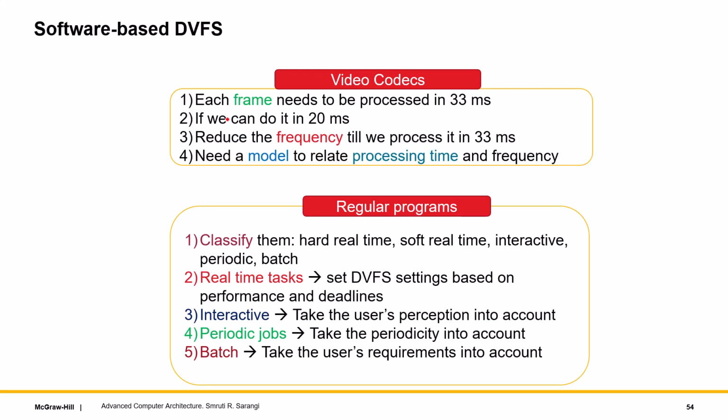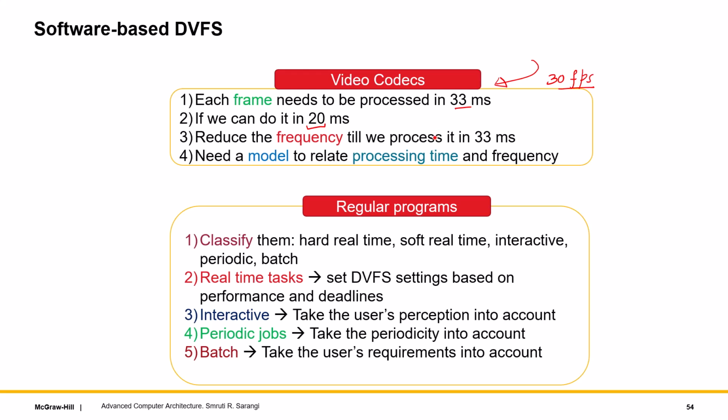Software based DVFS can easily be done. So, a lot of processors expose instructions for the OS to actually change the voltage frequency setting. So video is a quintessential example. So if you're looking at 30 frames per second, 30 FPS video, which means that one frame needs to be processed in 33 milliseconds. Assume that we can process a frame in 20 milliseconds. Then clearly there is a 13 millisecond slack.